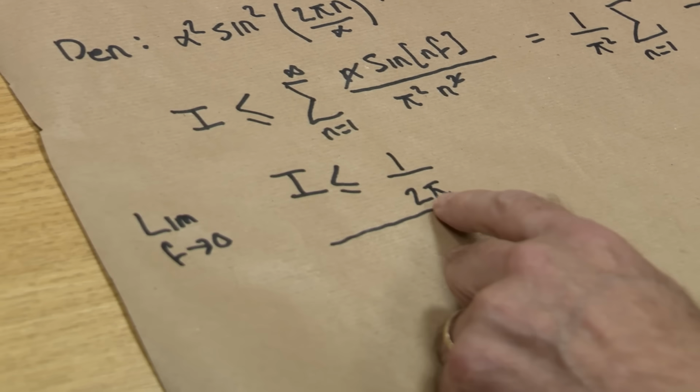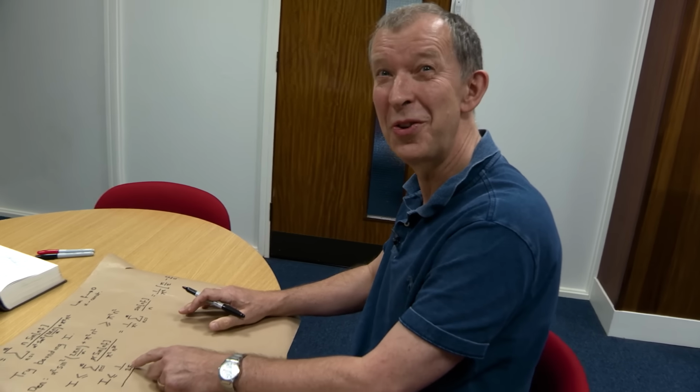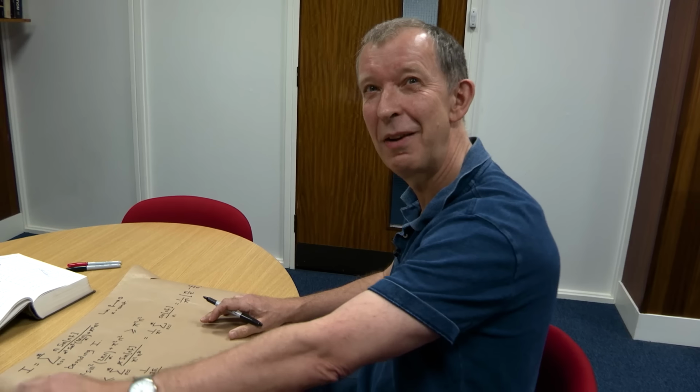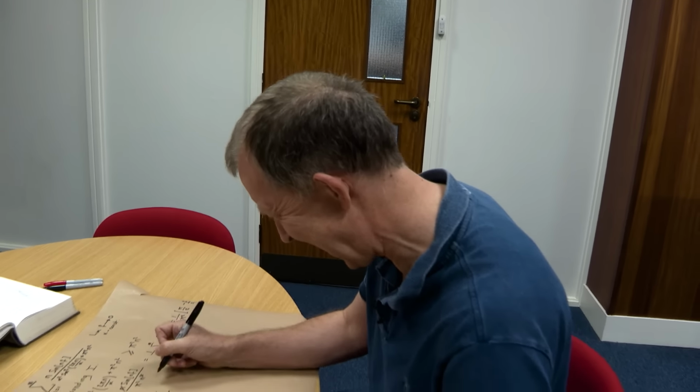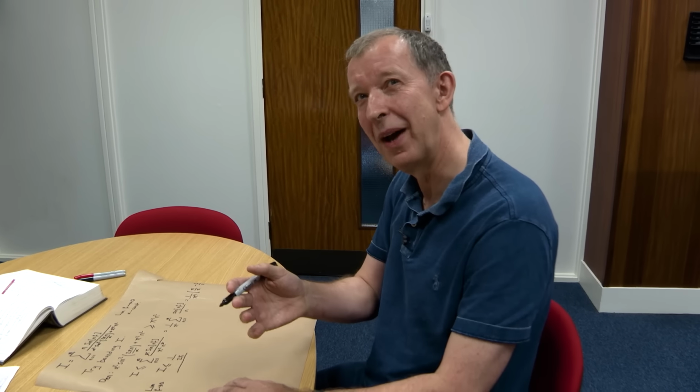And 1 over 2 pi is what? 3.14, 6.28? And that thing was... Tau. Yeah, okay. Tau. Okay. Now let me try and get a lower bound.